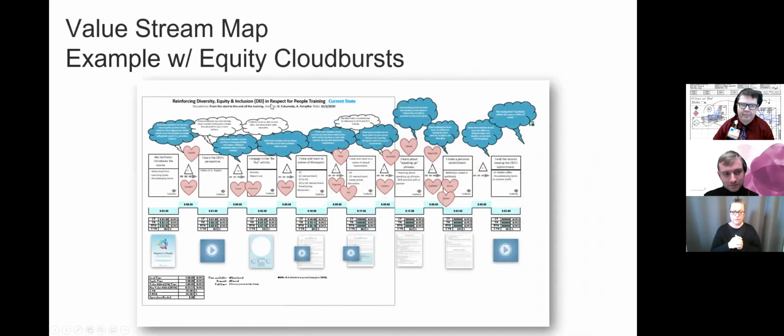Here is an example related to our value stream map, where equity cloudbursts are highlighted in blue. Stakeholder feelings associated with each cycle are an example of the impact the equity issues have on them, which we can see in hearts. These wastes can either be observed in person or be a known equity pain point.